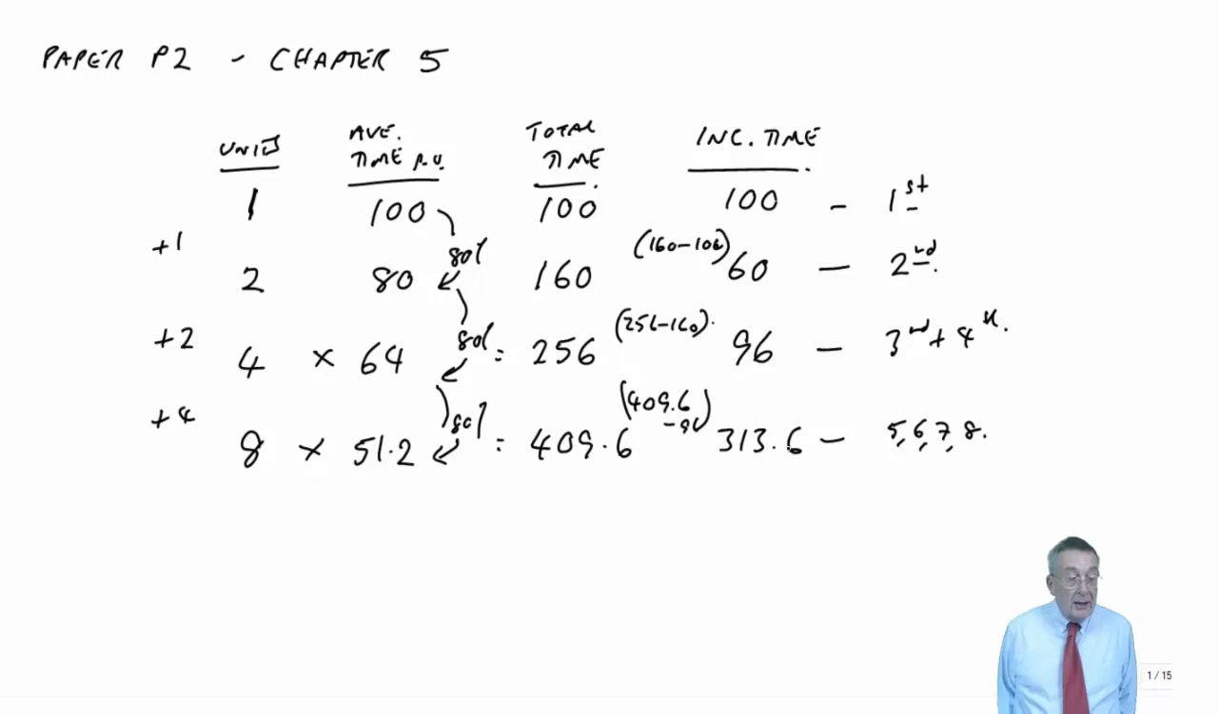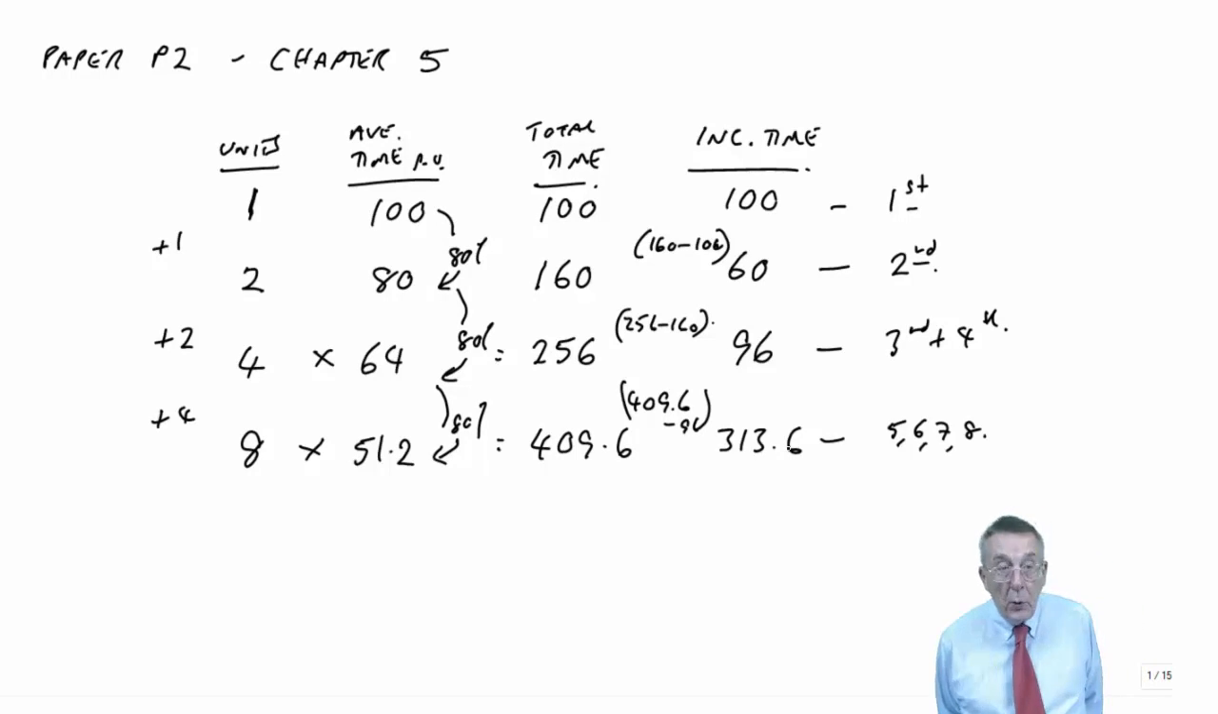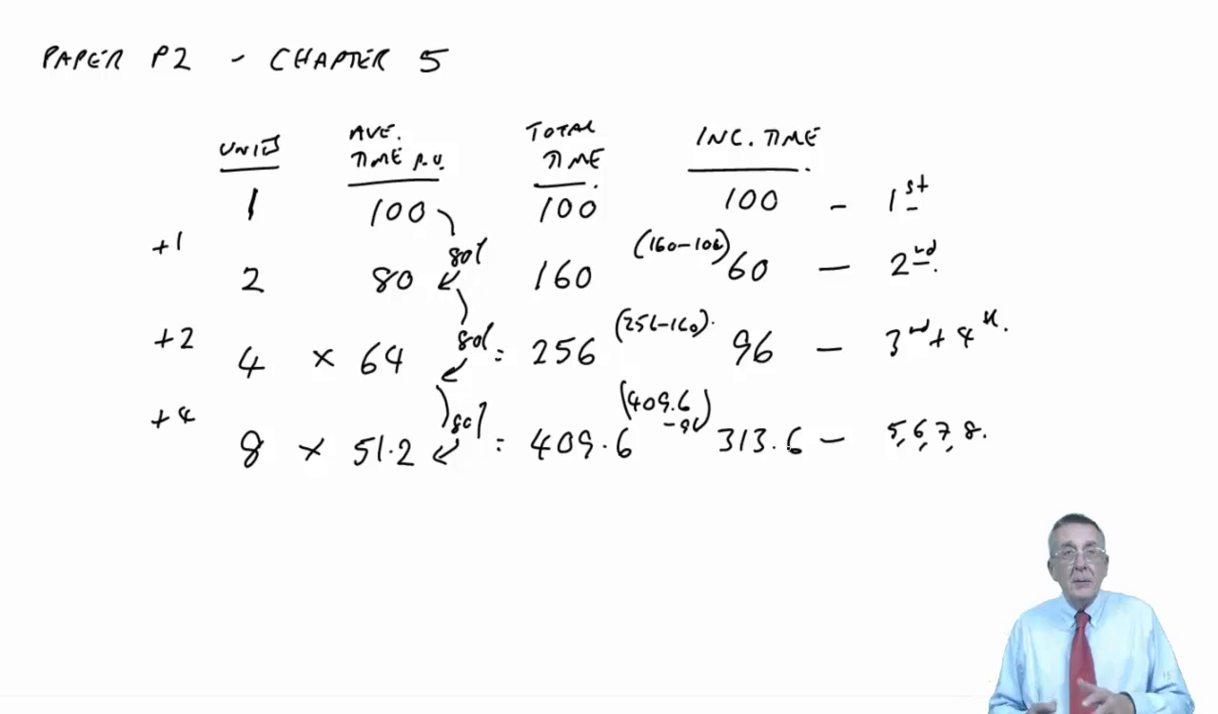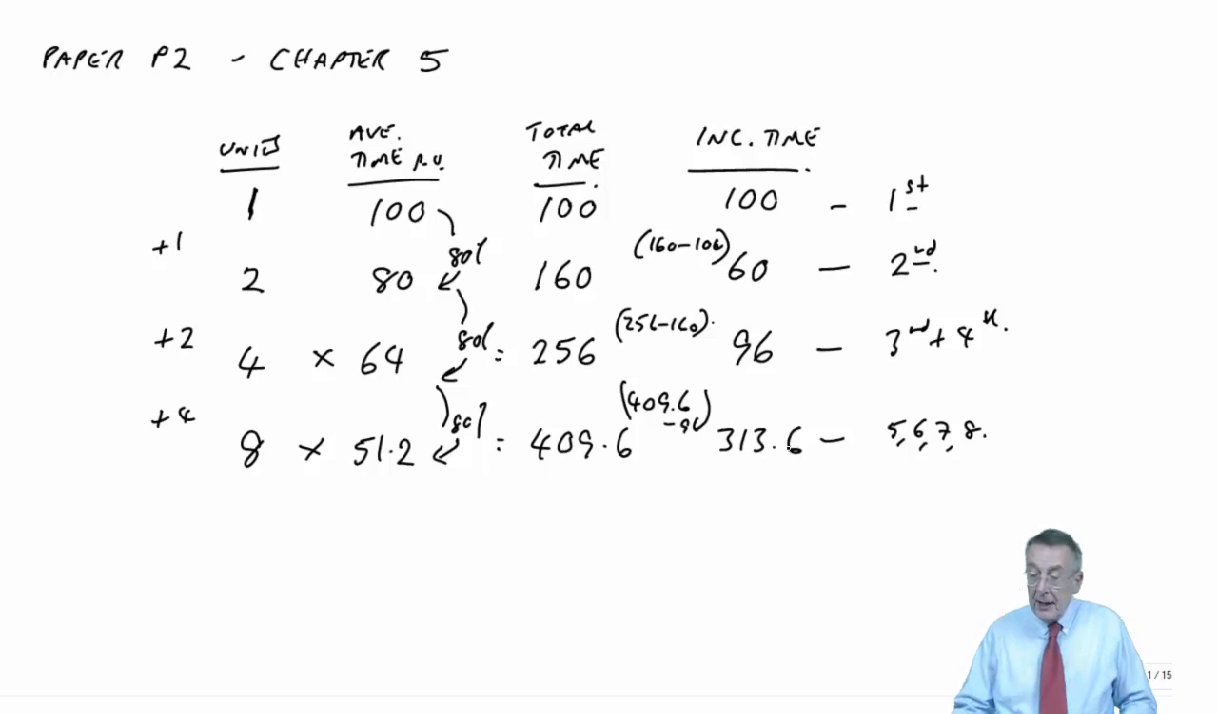It's very similar, but it says the time taken to produce the first unit is 100 hours. There's a learning rate of 75%. And it wants to know how long it will take to produce 7 more units. Well, you can never get the time of any number of units directly.